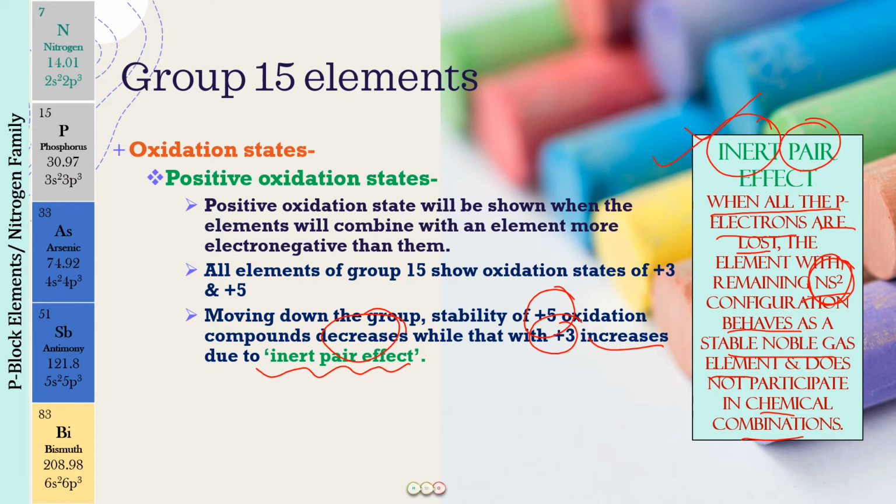Now where do we see this inert pair effect? We see this inert pair effect in the elements lower down the group. Okay, so as we go down the group, we see very commonly the inert pair effect. That is why we are saying that the +5 oxidation state stability is going to decrease down the group, and the +3 oxidation state is what we will be seeing for the lower elements like antimony and bismuth. Okay, now I will be explaining that in detail.